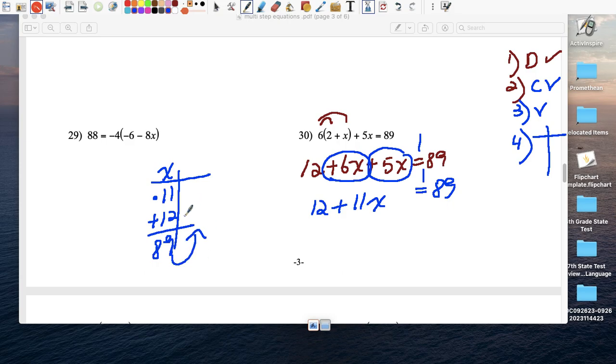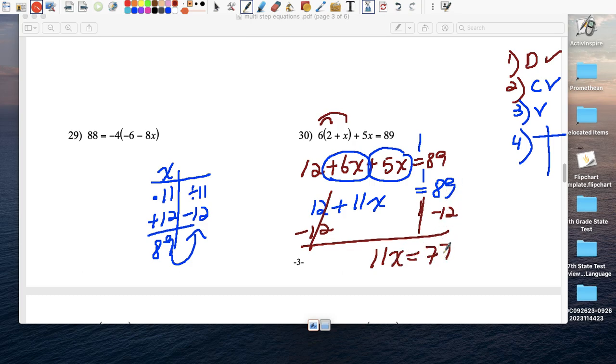The two inverse operations, I'm going to subtract 12 and then divide by 11 on both sides. So I'll subtract 12 from this side. Let me make my wall. Subtract 12 from this side. That goes away. 11x comes down. And 89 minus 12 is 77.